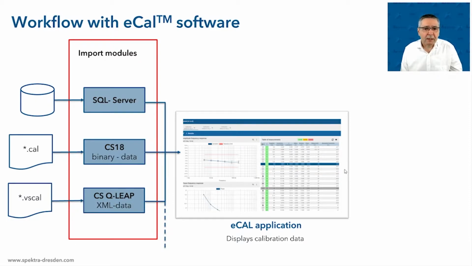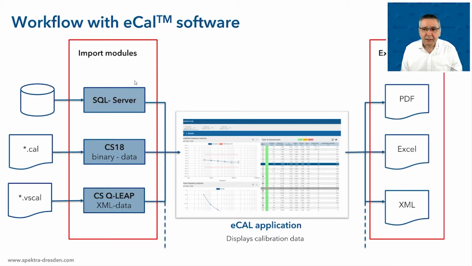For example, we have our CS18 systems that produce some binary calibration data. We have our QLib systems that produce the calibration data as XML files. So both can be imported with a mouse click into the eCal application. We can add some support to read calibration data from SQL servers. So this is a very convenient way to import data into this application.